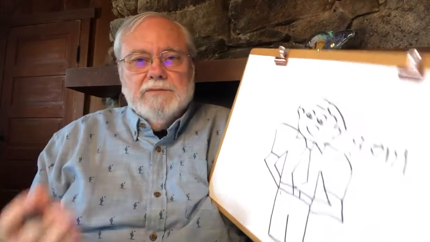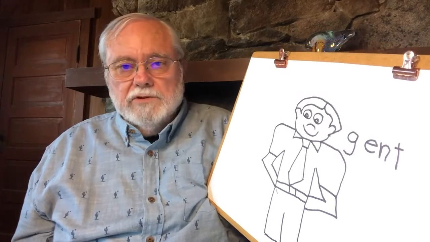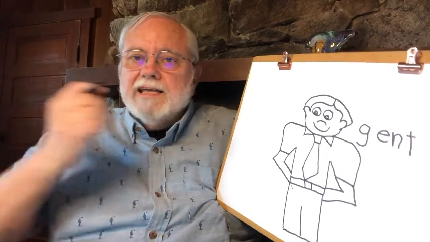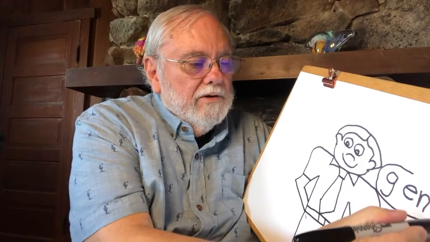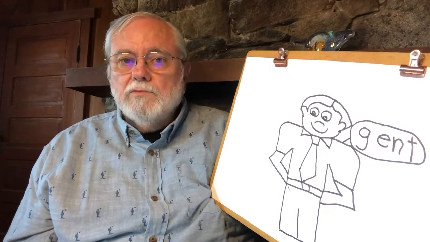Well, let's see. G has 2 sounds. Most of the time it goes G for gliding, but sometimes it goes J for juggling. If we use our juggling sound, what would this word say? J-e-n-t. Sometimes men are called gents, which is short for gentleman. Now, if he's a gentleman, what might he do?